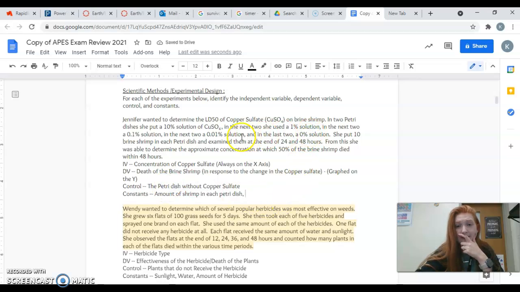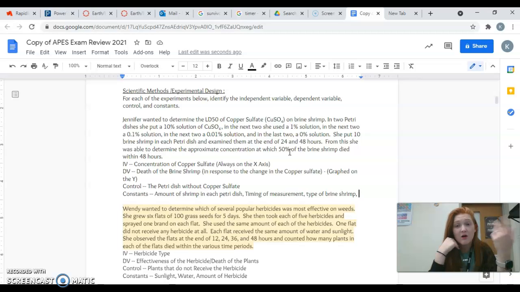Also, the timing, so like the timing of measurement. So each Petri dish was measured after 24 and after 48 hours. You didn't have the first one measured after 24 and the second one measured after 36 because that wouldn't be consistent, okay? Also, it's not specified in here, but if you guys had to give constants you could also use the type of brine shrimp, because it wouldn't change. You would need the same species or whatever.